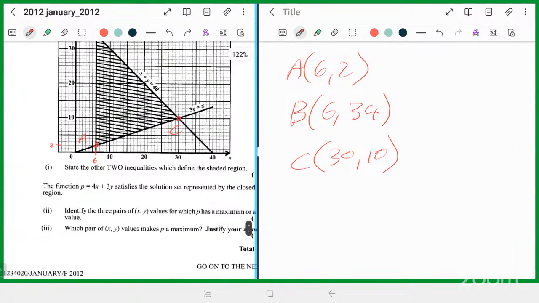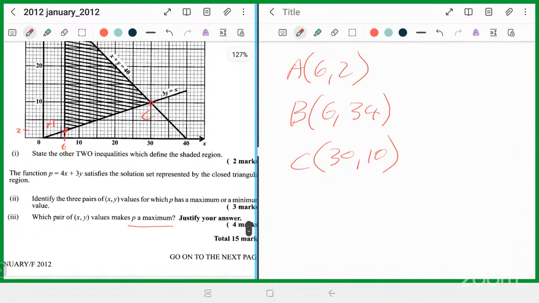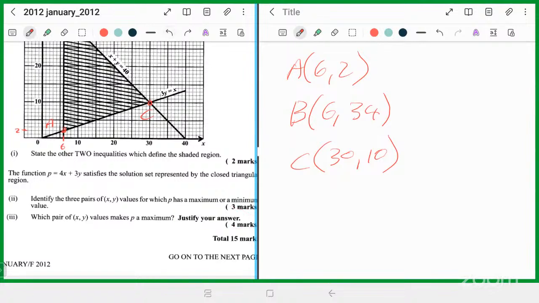Then it says, which pair will make P maximum? Justify your answer. To justify your answer, you have to do the little test. You can't just state which one it is. You have to do the test to justify your answer. See? In bold letters, justify your answer. So you cannot just look and know. So you're going to test for maximum P.